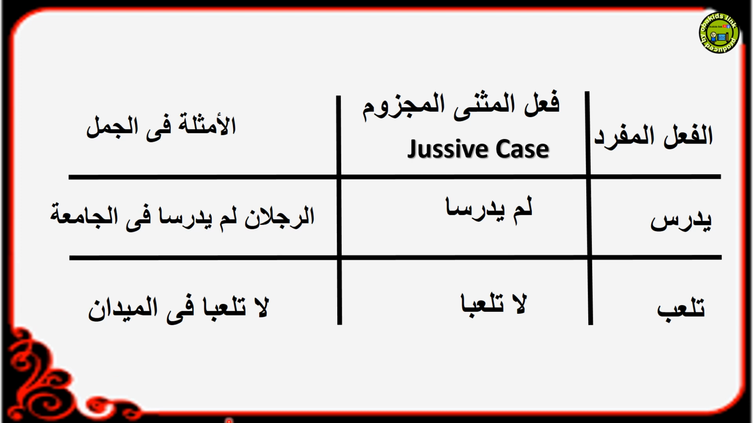Here we have fi'l mufrad, singular verb. Fi'l musanna li majzum, dual verb in the position of sukun or jussive case. Al-amsalat fil jumla, the examples in sentences. Yadusu, he is learning. Lam yadusa, they haven't learned.